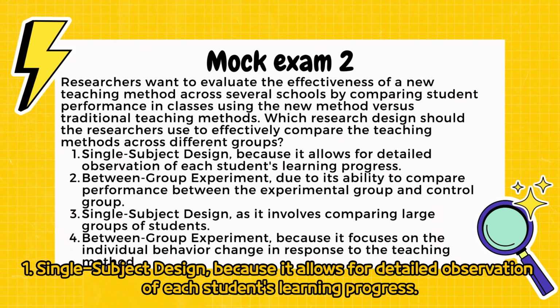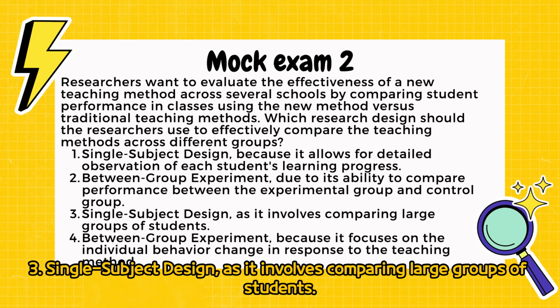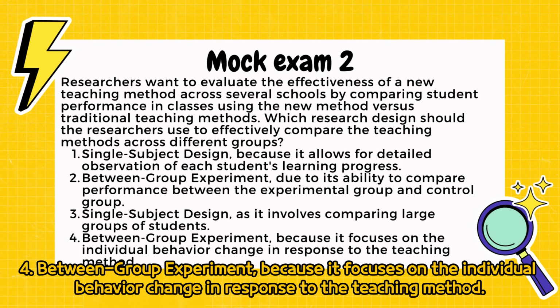1. Single-subject design, because it allows for detailed observation of each student's learning progress. 2. Between-group experiment, due to its ability to compare performance between the experimental group and control group. 3. Single-subject design, as it involves comparing large groups of students. 4. Between-group experiment, because it focuses on the individual behavior change in response to the teaching method.